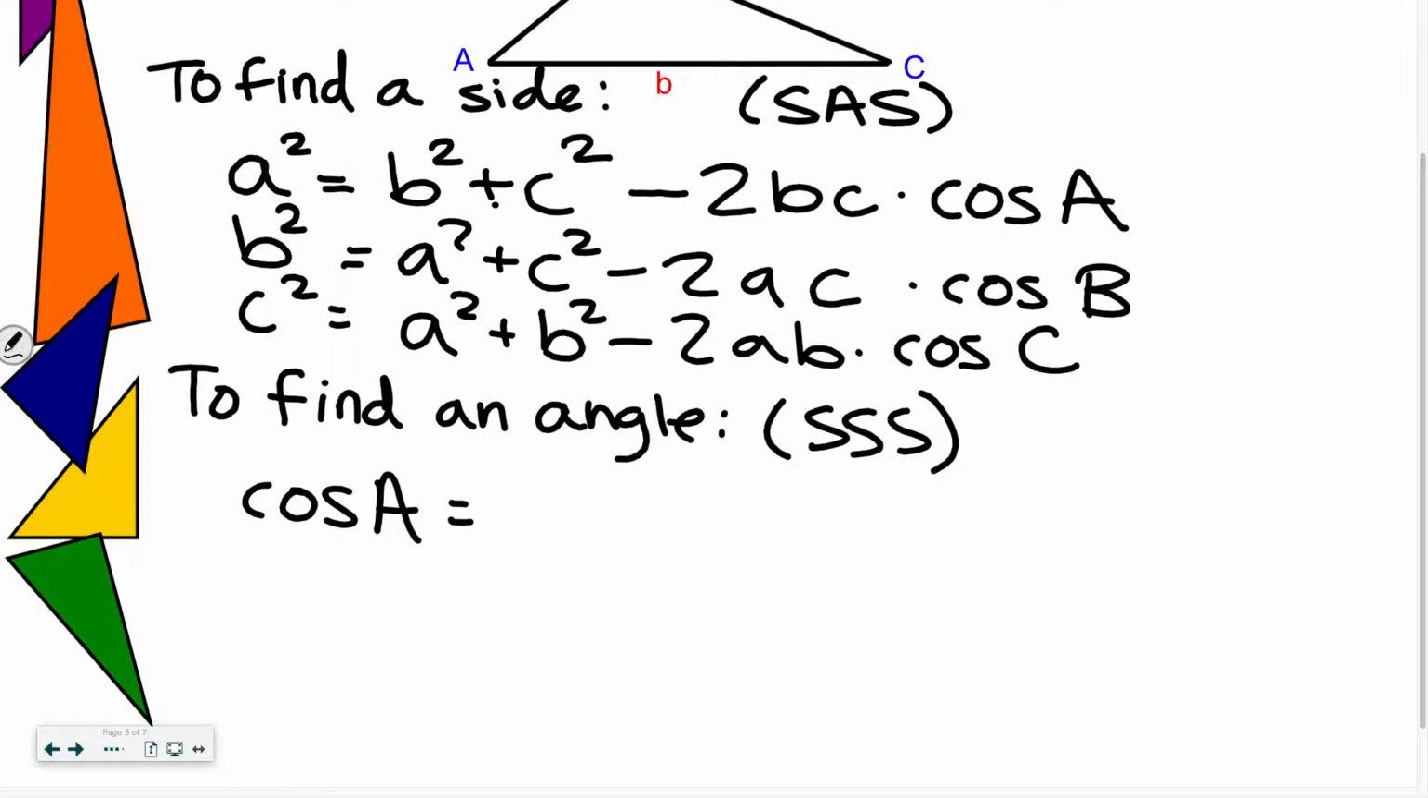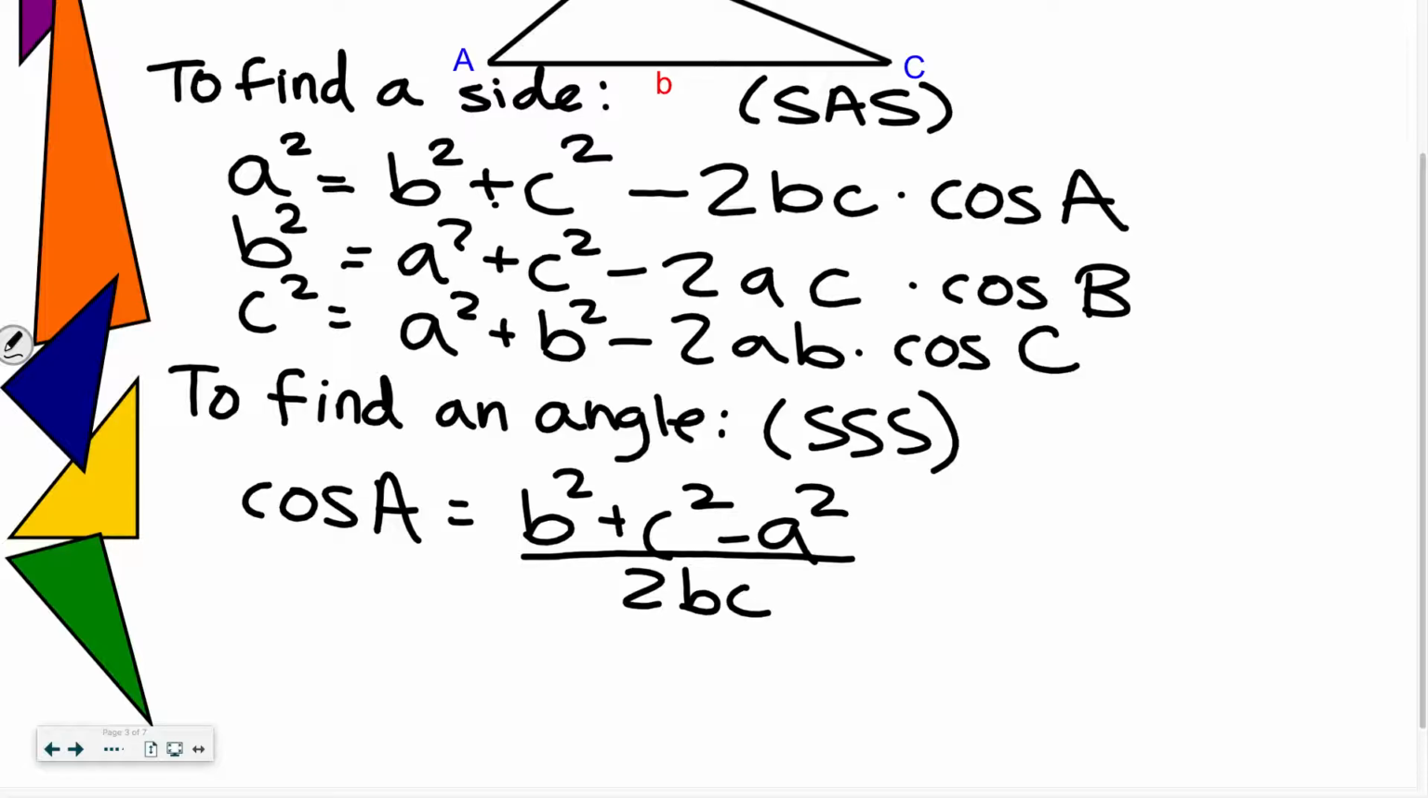But of course I would have to divide by negative 2bc. And when I divide a squared minus b squared minus c squared by negative 2bc, to get rid of that dividing by a negative, I'm just going to change all the signs of the a squared minus b squared minus c squared. So it's actually going to look like this: b squared plus c squared minus a squared all over 2bc. So then I don't have to worry about that negative. This is the angle version.